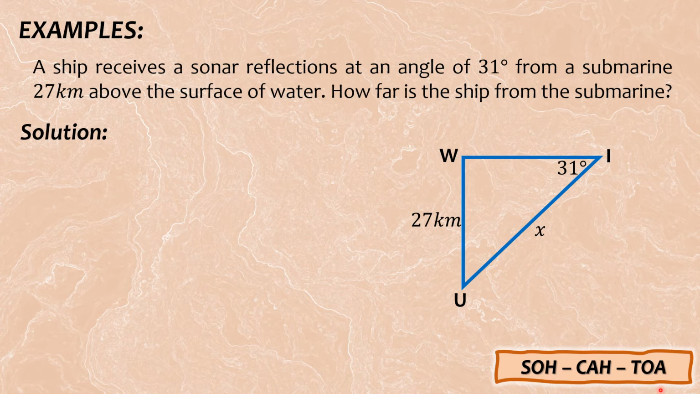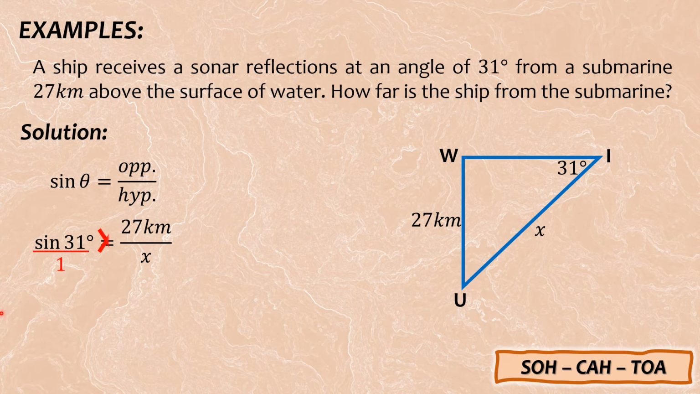So therefore, we will use the sine. So this will become sine theta is equal to opposite over hypotenuse. Substitute the given value. So it becomes sine 31 degrees is equal to 27 kilometers over x. And then, apply the cross multiplication. So, let's put a denominator of 1 under sine 31 degrees. So, multiply x and sine 31 degrees, and multiply 1 by 27 kilometers. So, this will become x sine 31 degrees is equal to 27 kilometers.